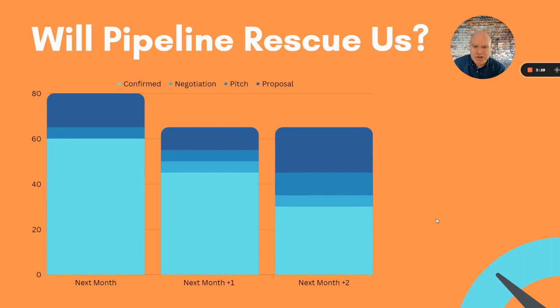And then naturally we think about the pipeline. Will the pipeline rescue us? Will there be something that we're talking to a potential opportunity, a potential client about that will make up the revenue gap, that will find the £25,000 worth of revenue to break even in month 2? Now, it could be a negotiation, it could be a pitch stage, it could be a proposal.